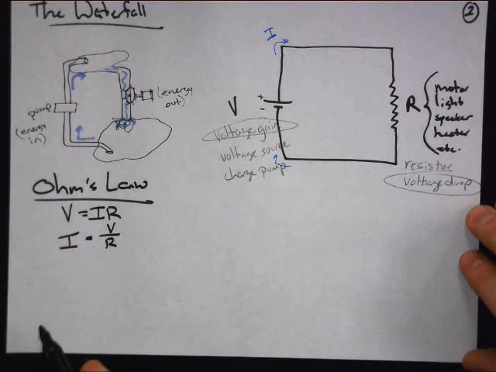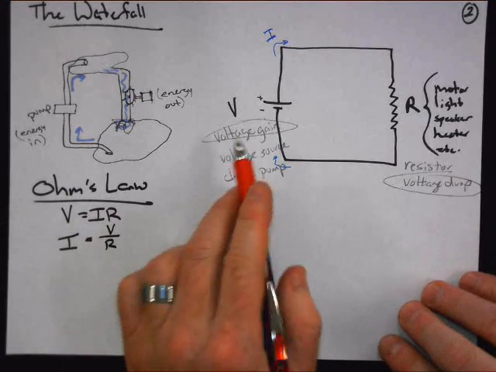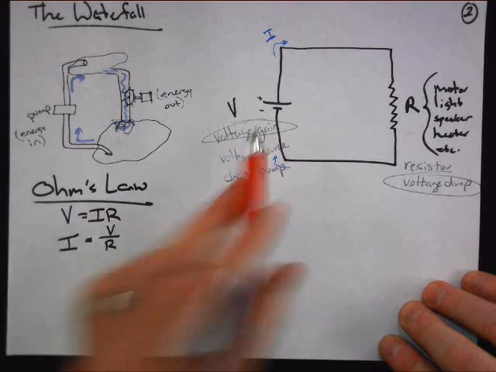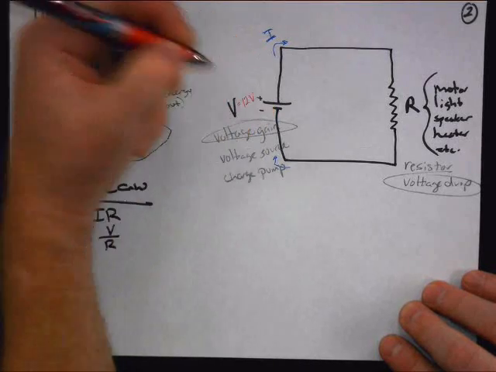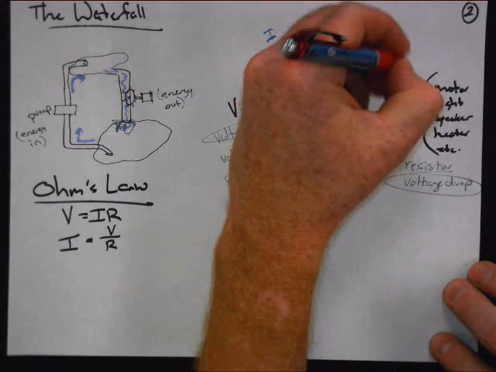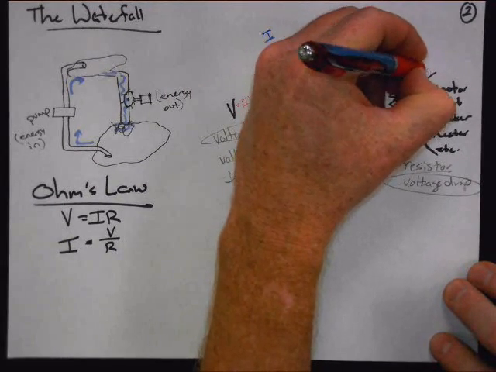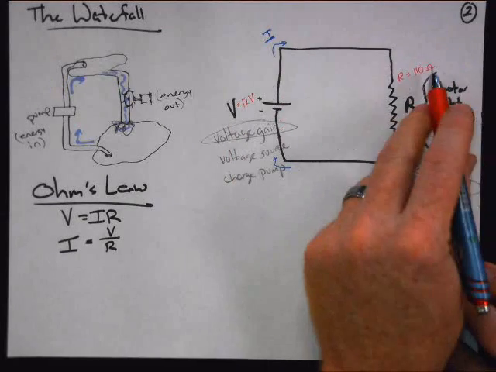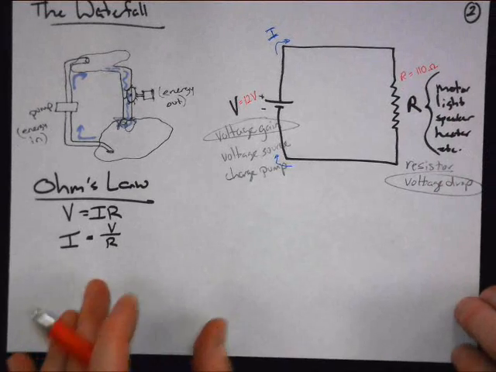Okay. What if we have some information about this circuit now? Let's say our voltage gain from the battery is equal to 12 volts. And let's say our resistor, I'll write it up here so there's room, is equal to 110 ohms. Remember, the symbol for ohms is like an upside down horseshoe almost. It's a Greek letter omega, capital omega.